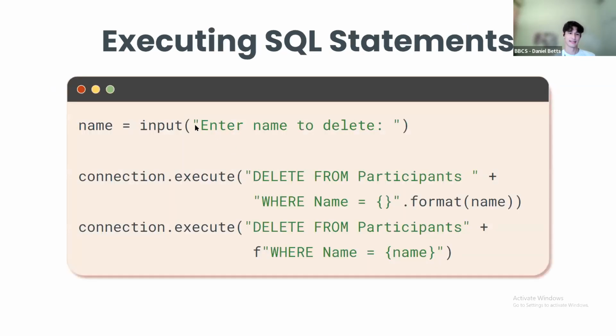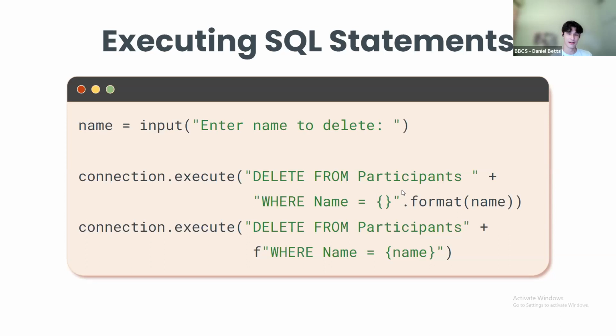So the first line of code here is the input line. So input your name, so the user can input, say, Rayan. And next, you have two execute lines. So they do the same thing, but just two different examples you can use. So connection.execute. And here we have a delete line, which we have learned earlier. So it's delete from participants, which is that table, and the where statement, which specifies a name. So when name equals to curly brackets .format name. So this is just a simple Python .format statement where it replaces the item in a string.